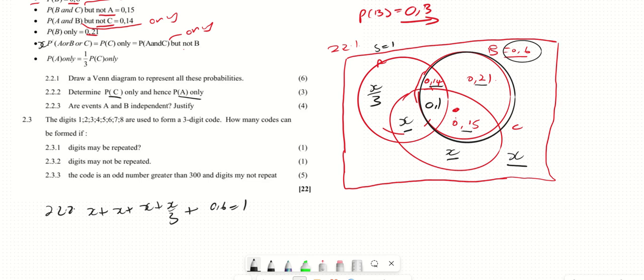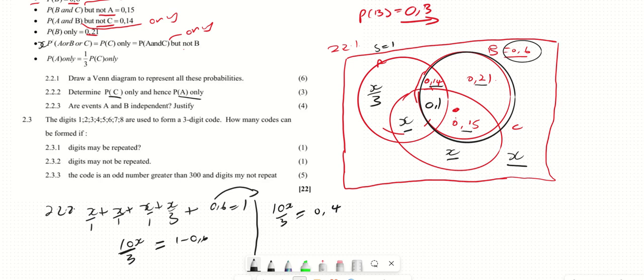So remember, this is over 1, this is over 1, this is over 1, so adding this will give me 10x over 3. That is 10x over 3 equals, transposing this side, 1 minus 0,6, so that gives me 10x over 3 equals 0,4. So I multiply that by 3 divided by 10.